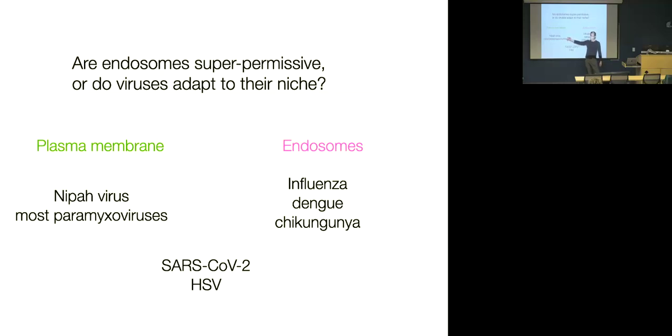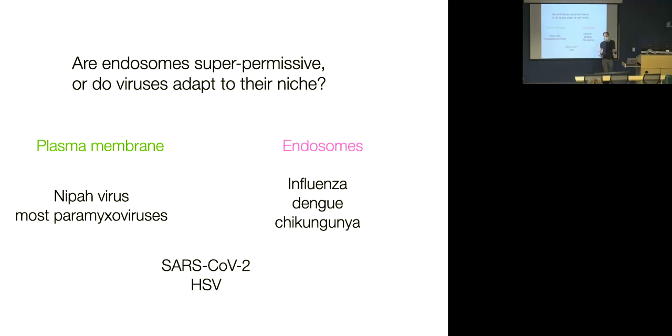Most paramyxoviruses fuse at the plasma membrane. And then viruses that fuse in endosomes include influenza, dengue, chikungunya. Lassa and Ebola tend to fuse a little later in the pathway. And then viruses like herpes simplex virus or SARS-CoV-2 can fuse in either. You have examples through the evolution of SARS-CoV-2 since its emergence into humans of strains that fuse primarily at the plasma membrane or strains that fuse primarily in endosomes.